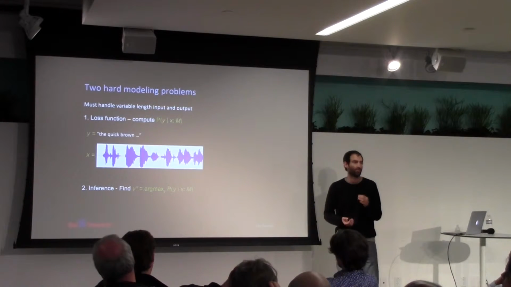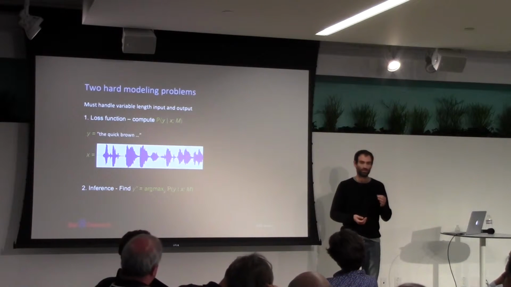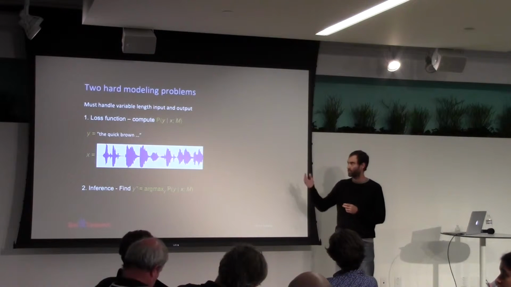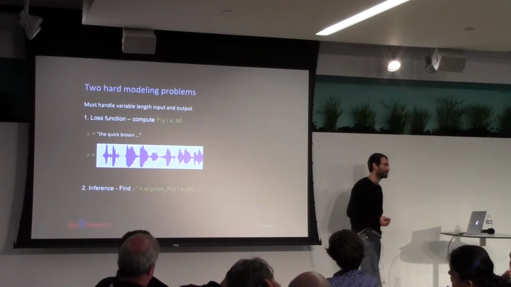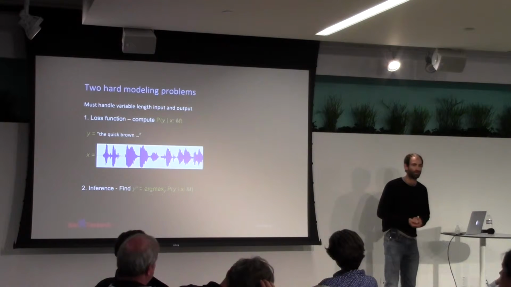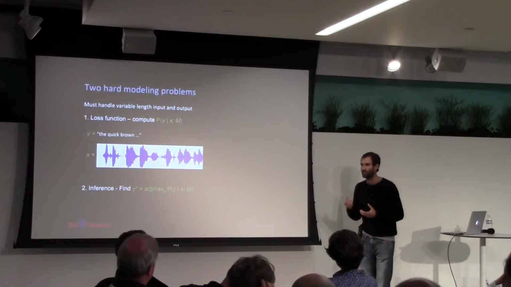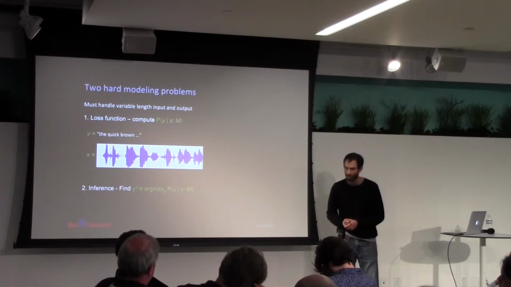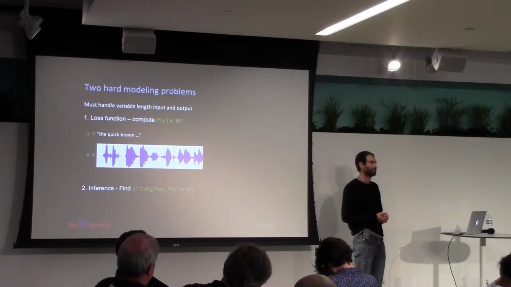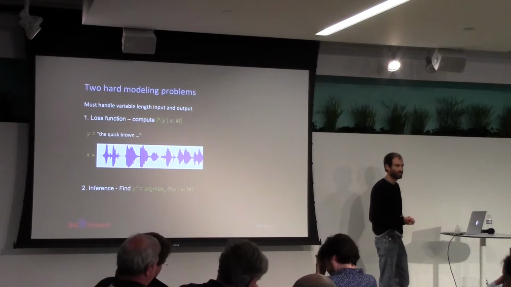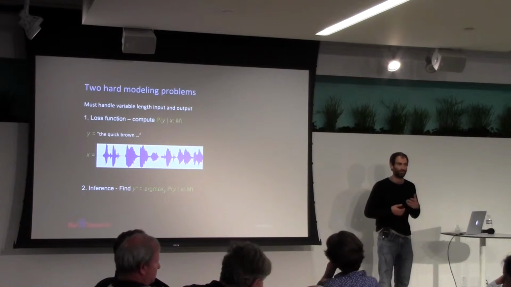What we need is for this algorithm to do two things. It needs to compute a loss function, given some audio input and a transcription output. It needs to be able to assign a score for the output given that audio input. That loss function, of course, needs to be differentiable so we can plug it into our gradient-based optimization algorithm and let the system learn.